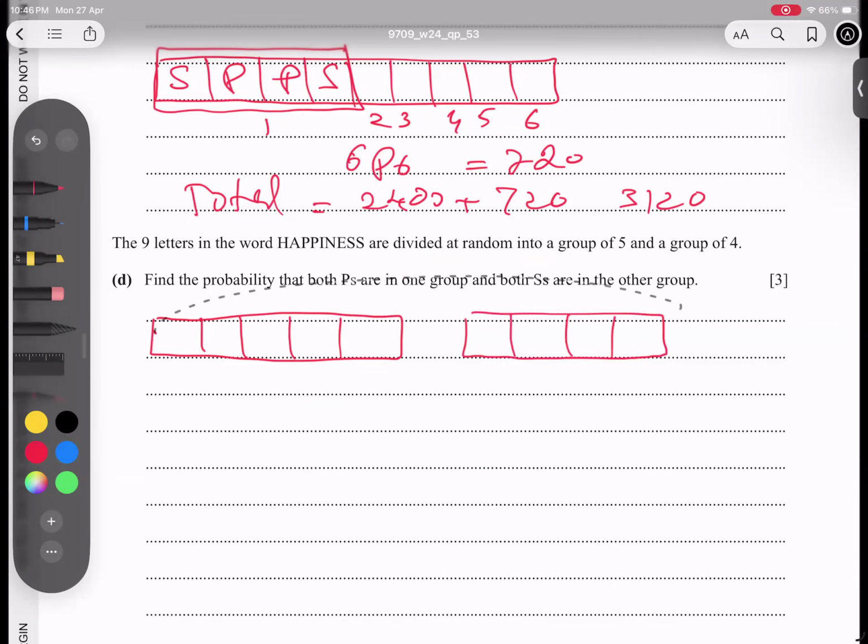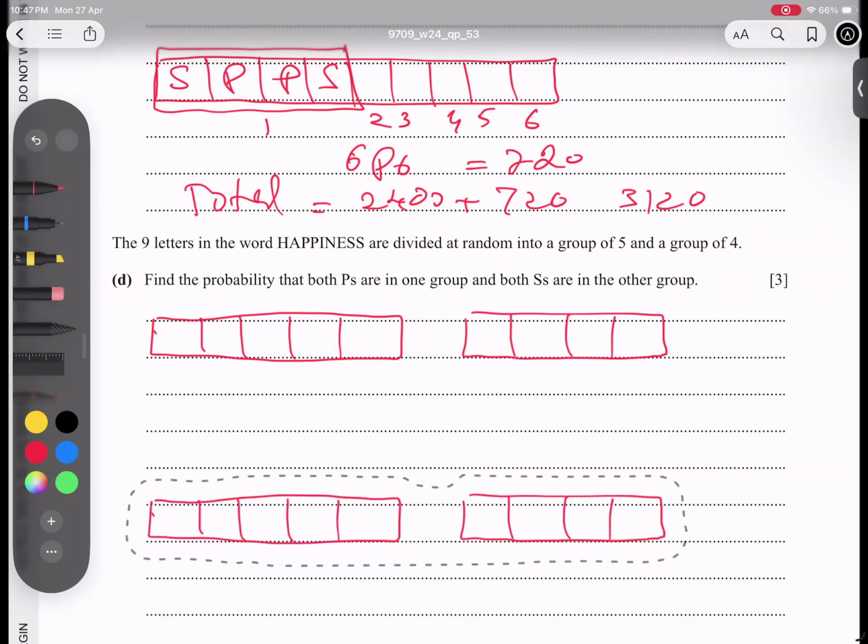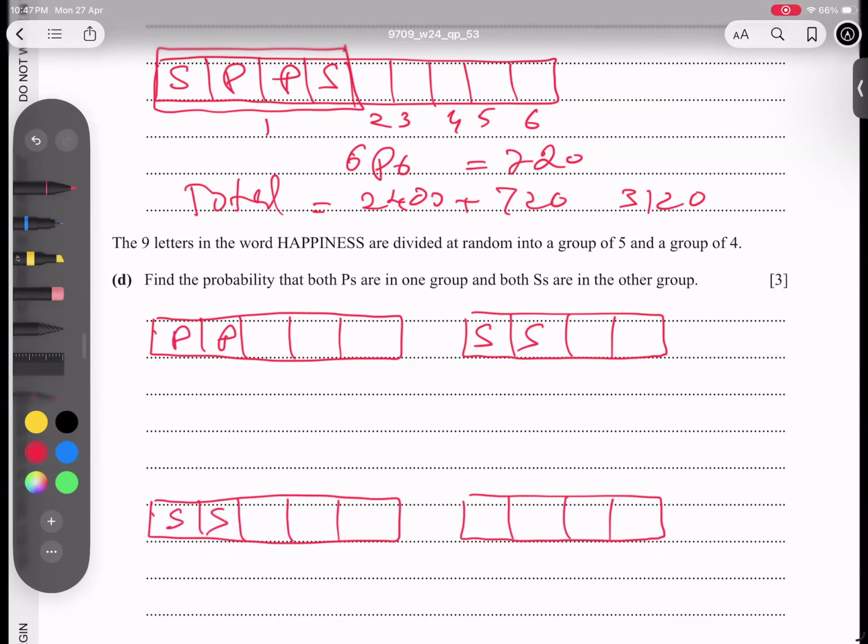So we have two options, students. Well, let me read first of all. He said what for groups 5 and 4? There are two groups we have, and the probability that the P's are in the same group and the S's in the other group. It means they cannot come together. So let's say PP come together and SS come together, but we have another option also available. PP come together here, SS here, or maybe SS here and PP here.